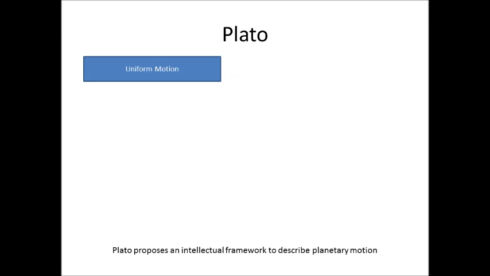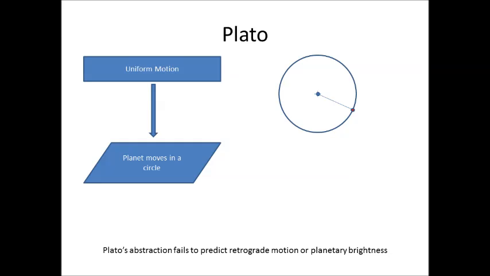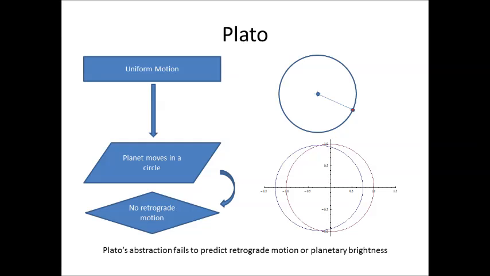Plato develops the theory of uniform planetary motion. The first engineering implementation of Plato's concept is a planet whose circular orbit centers on the Earth. The observed planetary positions are poorly predicted with this first engineering model, as depicted by this comparison between the model and the true elliptical orbit.